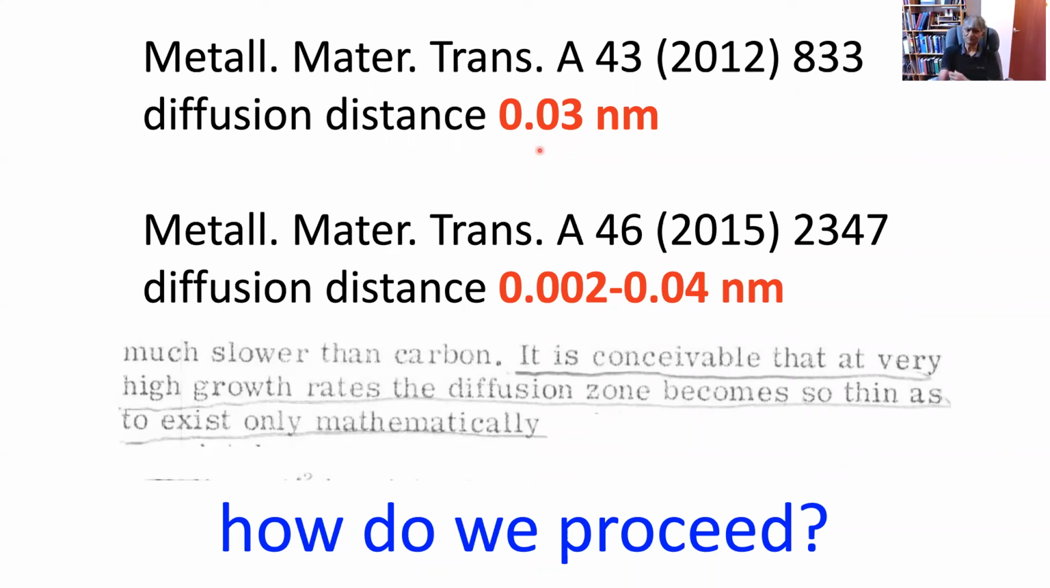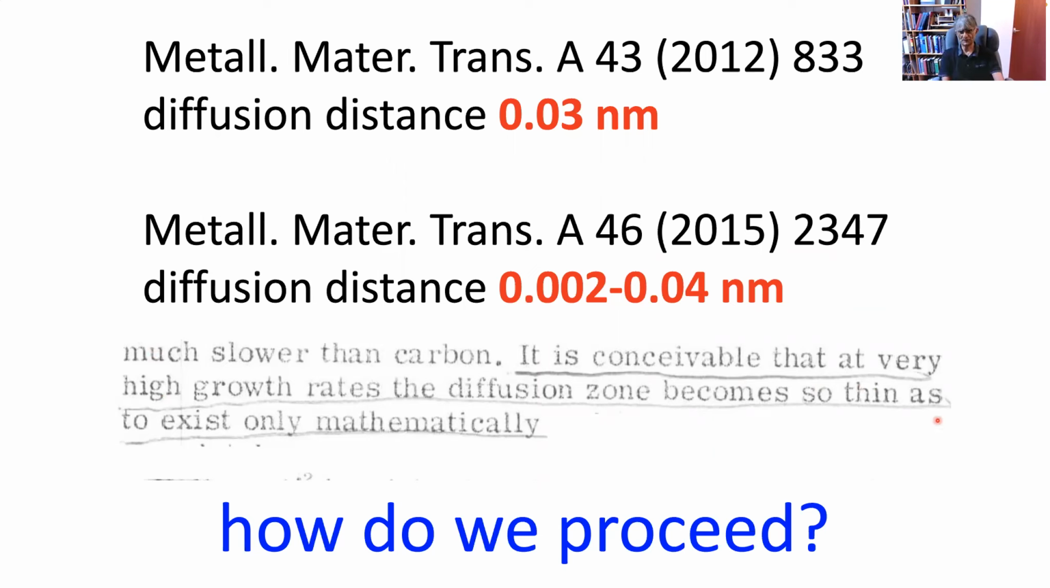And of course, this was identified by Coates himself. He says it is conceivable that at very high growth rate, that means large supersaturations, the diffusion zone becomes so thin as to exist only mathematically. So he didn't actually propose a solution to this. So how do we actually proceed?